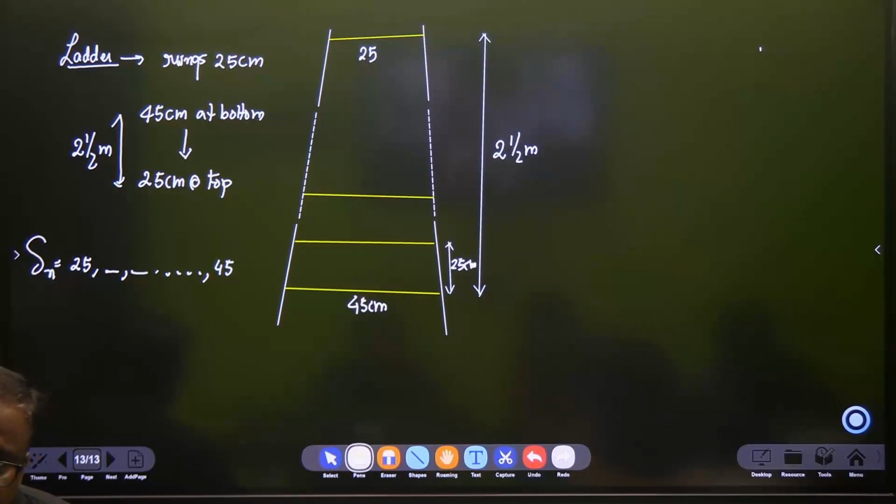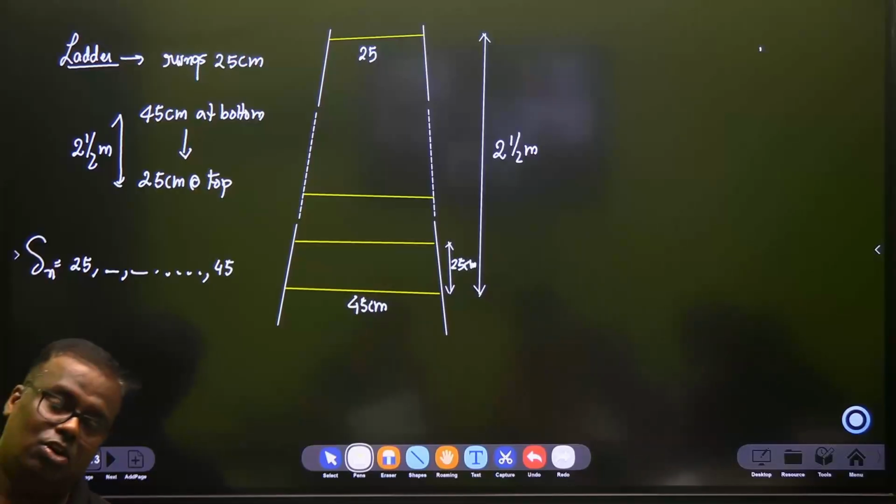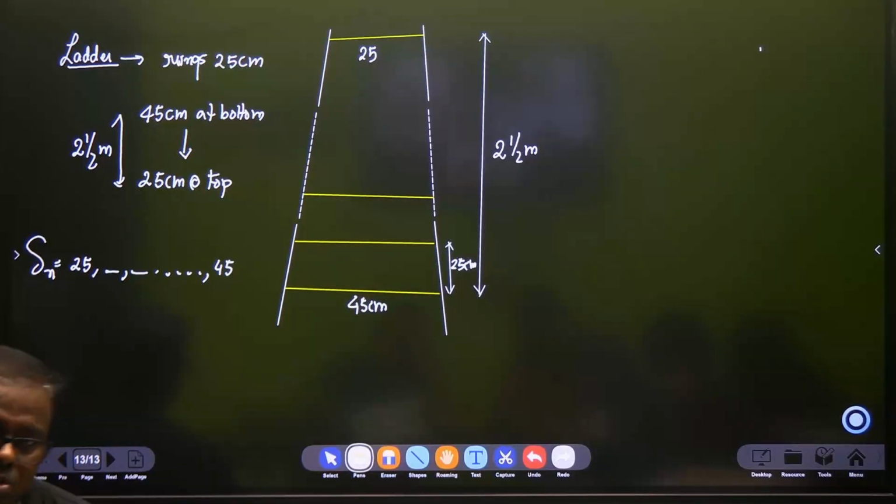Have you understood, Vakul, this particular problem? Did you understand how I found out how many rungs will be there? The total length of the ladder vertically is how much? Not the trapezium, the altitude is 250 centimeters. Your spacing is 25 centimeters each. So how many rungs? How will you find out? 250 divided by 25. Total length divided by spacing will give you how many steps there are. 10 steps. 250 divided by 25 is 10. Now you know n. Now you can do the sum.